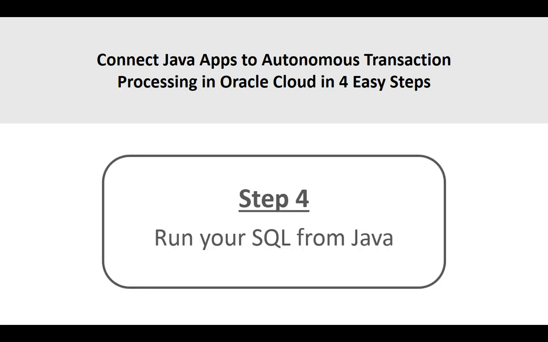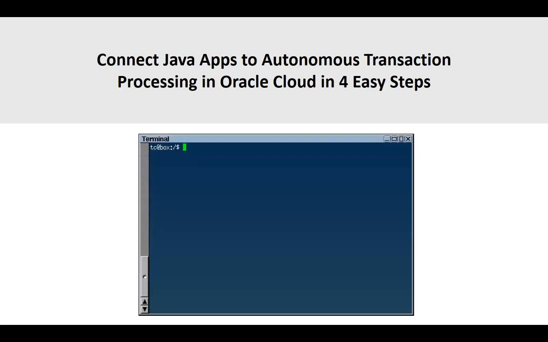Fourth, run your SQL from Java. Before we run, let's take a closer look at our demo Java app. It consists of 2 classes in the opt demo classes directory, one for showing a standard JDBC connection and one for showing how to use Universal Connection Pool, or UCP. The UCP approach makes it easy to code Java apps that need many connections to the database. It keeps a pool of connections ready so your app can quickly get one whenever it needs to.